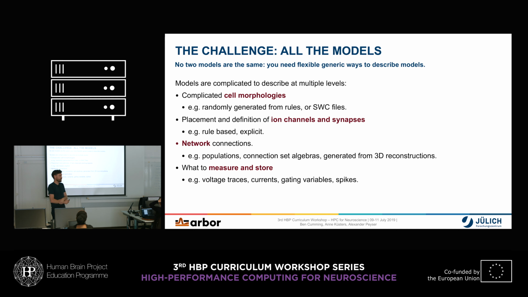And then finally, people want to measure and store different things. Some people might be quite happy with just the spike times that come out. Other groups will actually want to have voltage traces from individual locations, or maybe from every location in a cell. Others will want to get currents and gating variable state. So any sort of modeling approach or tool that you give people has got to give them the ability to describe these diverse workflows and diverse models, and then describe what they want to measure, what they want to observe.